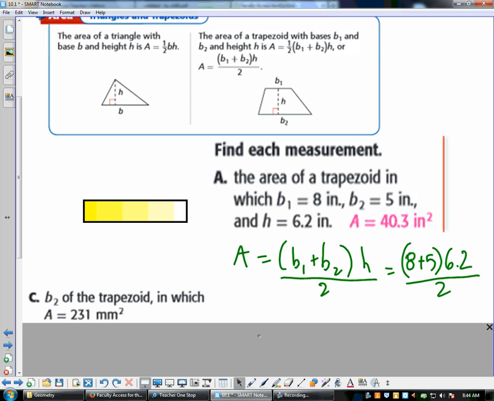And on the homework, I'm going to ask you to complete this worksheet as part of your homework. I am going to ask you to fill in appropriate units for all of these. So in this case, it would be 40.3 square inches. All right? Okay.